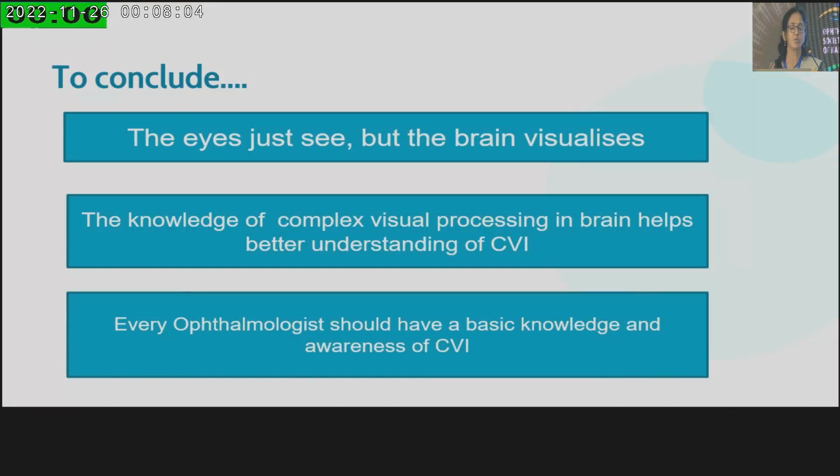So to conclude, the eyes just see, but the brain visualizes. The knowledge of complex visual processing in the brain helps better understanding of CVI. So every ophthalmologist should have a basic knowledge and awareness of CVI.